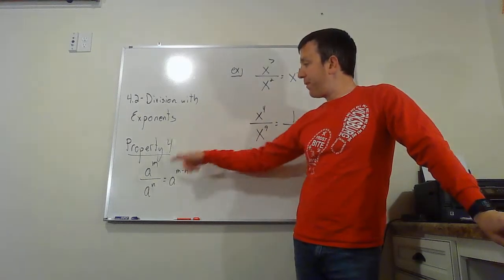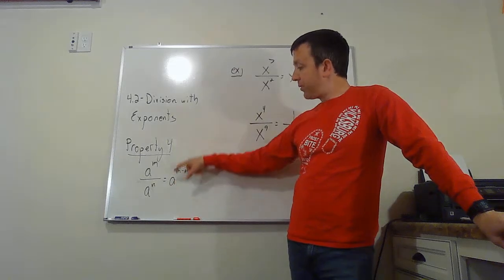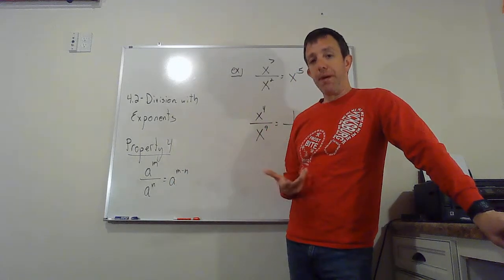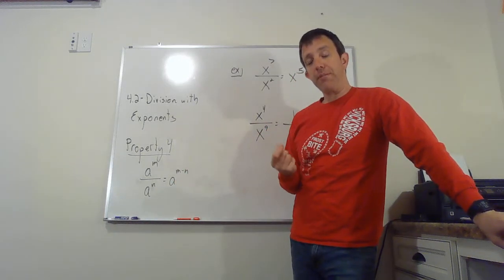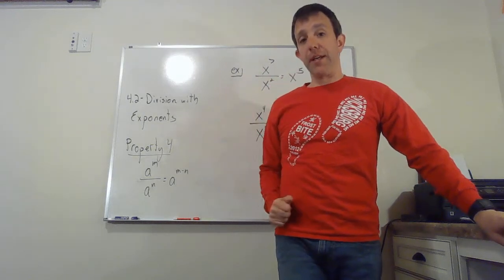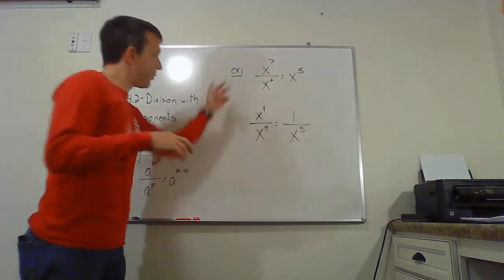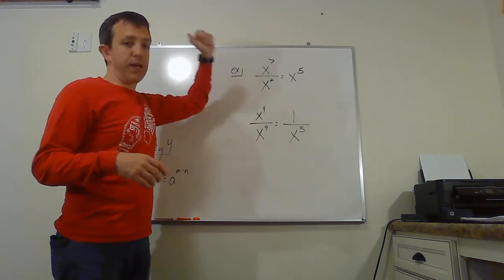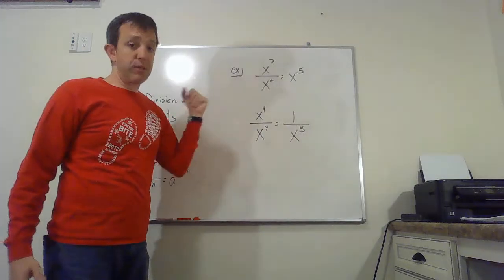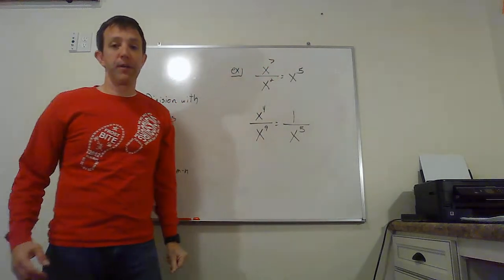So, property 4: a to the m divided by a to the n is equal to a to the m minus n power. So when we multiplied with the same base, we added the exponents. Now that we're dividing, we're going to subtract the exponents. So I have two examples here. The first one, let me move out of the way, x to the 7th over x squared. I'm just going to subtract. 7 minus 2 is 5, so I end up with x to the 5th power.